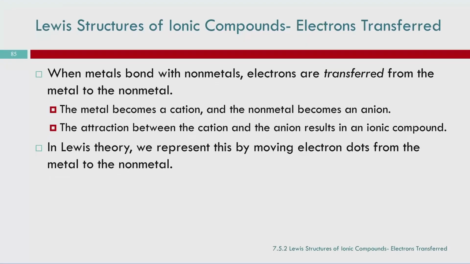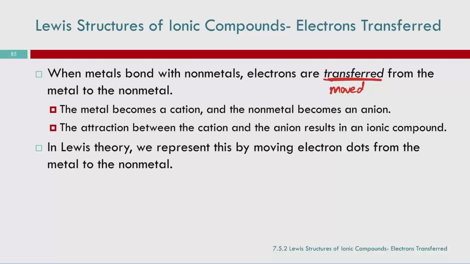Okay, so when metals bond with nonmetals, electrons are transferred. Moved, stolen, given, taken, however you want to think about it, as long as they're going from one to the other. The metal loses electrons, it becomes a cation. The nonmetal becomes an anion. And they become the cation and the anion that we expect them to be. They live up to expectation.